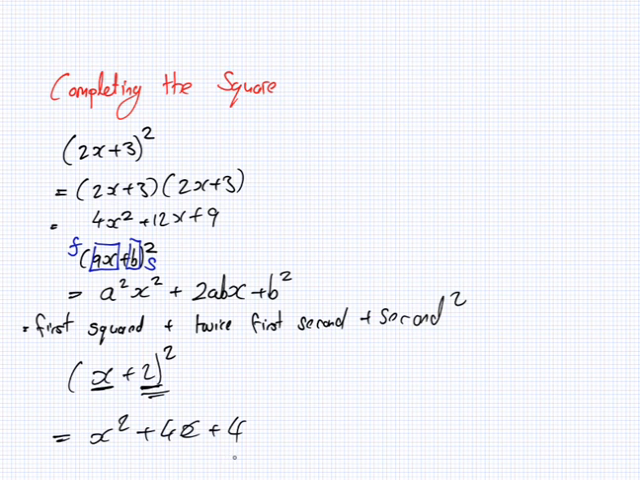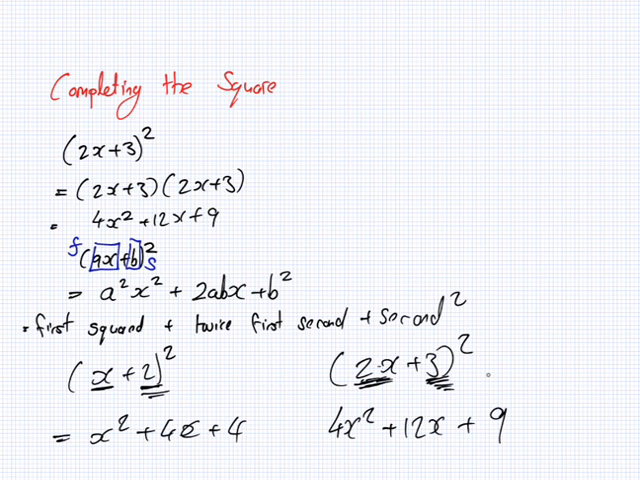There's a quick way to do it. Let's do one more. (2x plus 3) squared. First squared, 4x squared. Twice first by second, so that's 6x. Twice, double 6x, 12x. And then second squared, 9. Now if you don't like that, fine. If you don't like it, you can do it this way, but it takes longer.